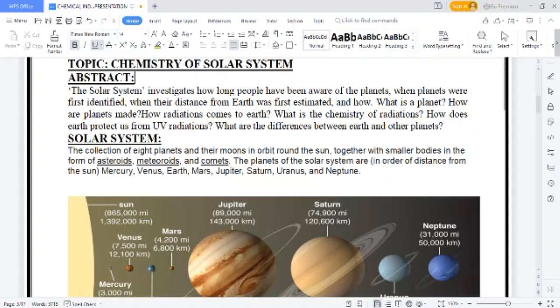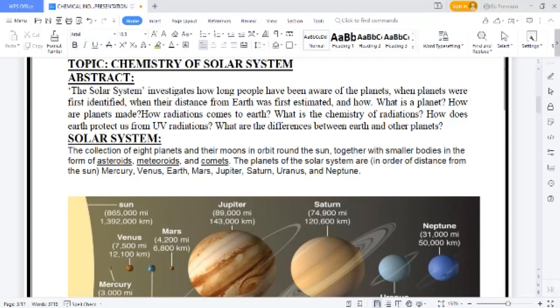First of all, I will talk about general overview of solar system. Basically, what is solar system? Solar system is the collection of 8 planets and their moons in orbit around the sun, together with smaller bodies in the form of asteroids, meteorites, and comets. The planets of the solar system are Mercury, Venus, Earth, Mars, Jupiter, Saturn, Uranus, and Neptune.